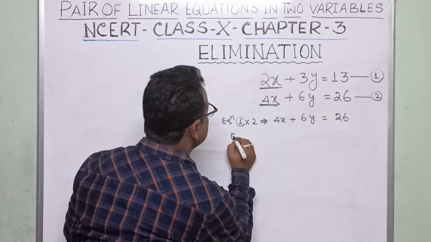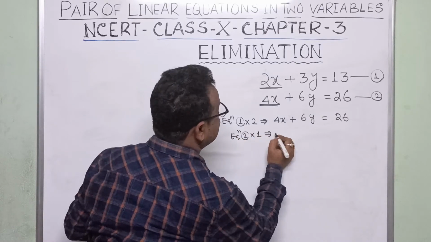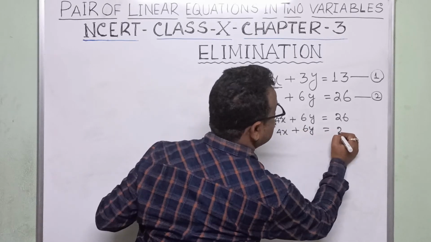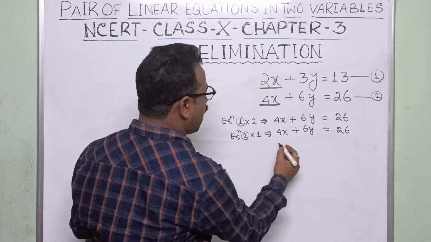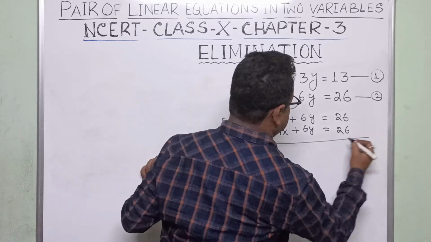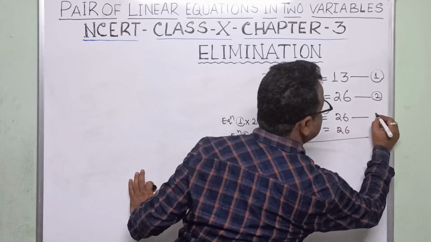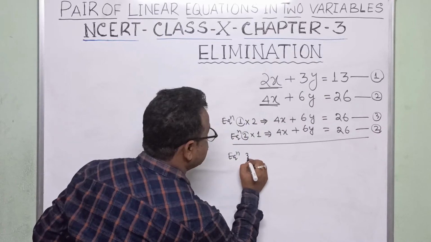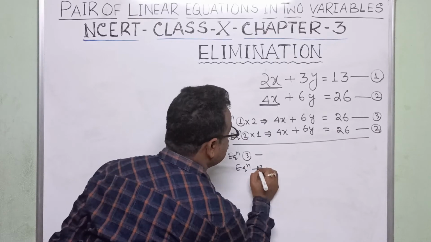Now equation 2 into 1, that is your same equation, is equal to 26. Okay. Now, if you add or subtract, I will subtract equation. Now this is your equation 3. This is your equation 2. Now equation 3 minus equation 2.